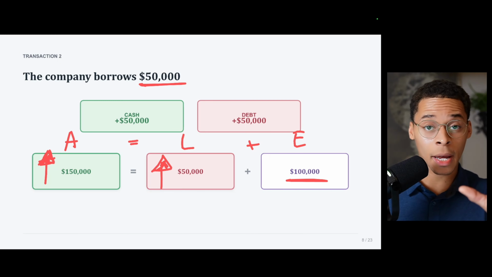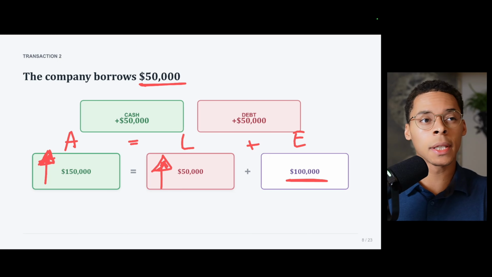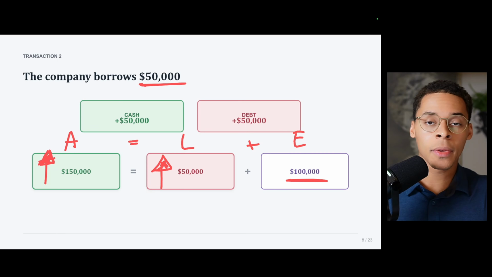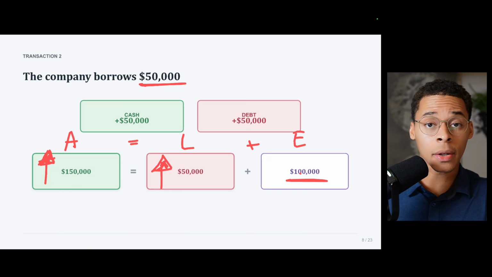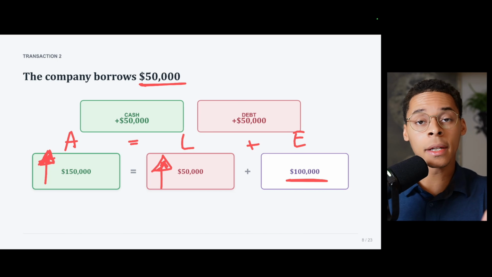We have snapshot one, the original financial position. Then we have a transaction that's essentially going to update the accounting equation, and then we have our new updated equation or updated financial position.